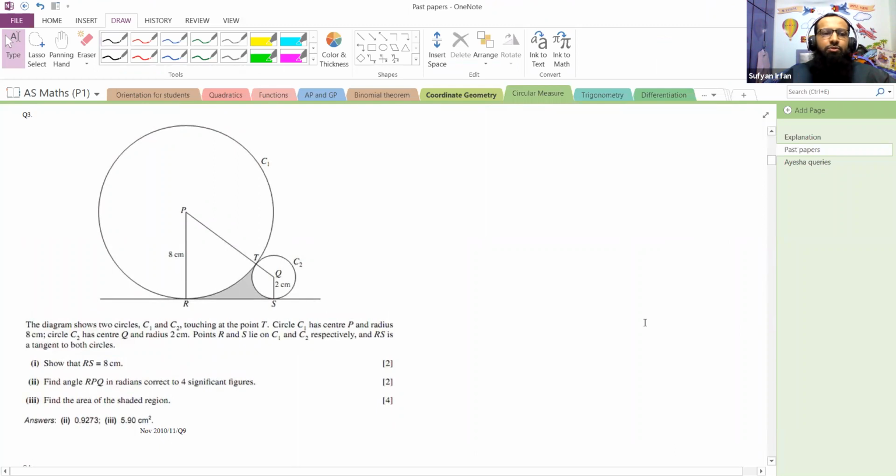Another big question that we have to deal with in question number 3. The diagram shows 2 circles, C1 and C2.